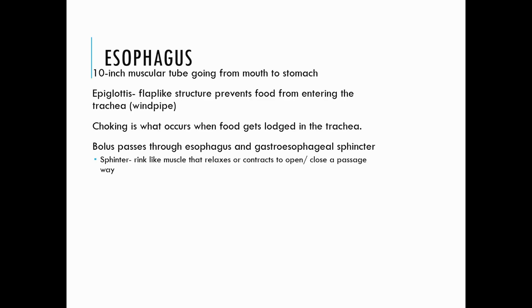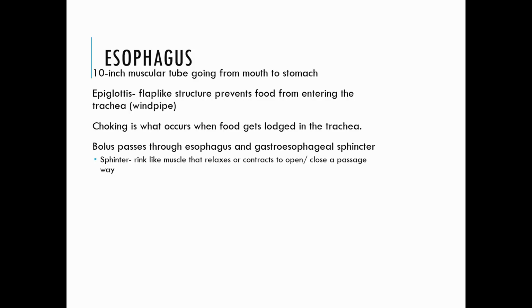Your esophagus is really a tube from the mouth to the stomach. Your epiglottis is a flap-like structure that prevents food from entering the trachea. We breathe and eat through our mouth, so you have your trachea, which is your windpipe, which goes into your lungs, and then the esophagus, which carries food down to the stomach. You need to prevent food from going into the trachea or your lungs. So the epiglottis is the structure that folds over the trachea when you're swallowing.